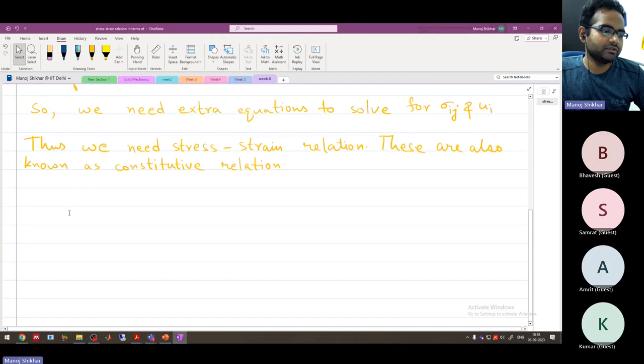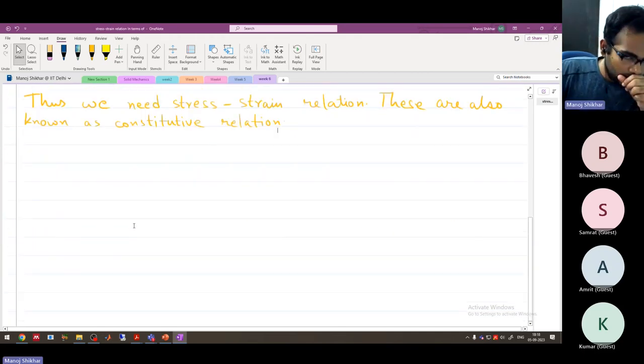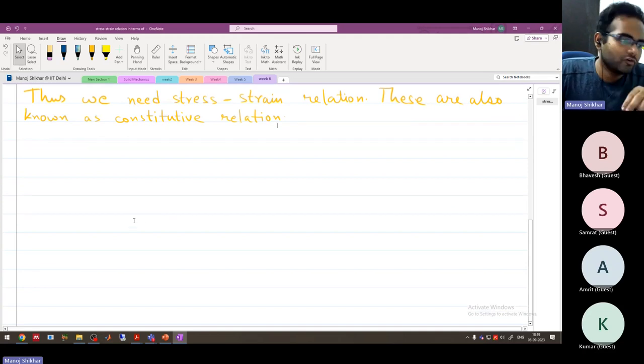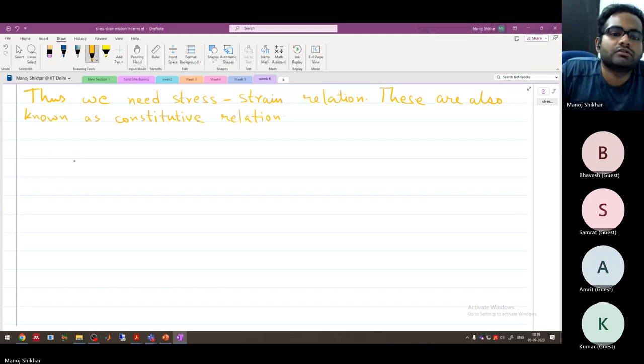I will skip the derivation part. I will just give you the important formulas so that we can move on to the questions as quickly as possible. So all the components of sigma. First of all, one declaration.